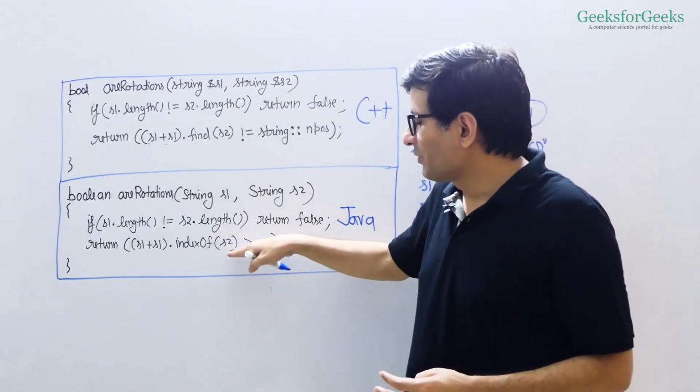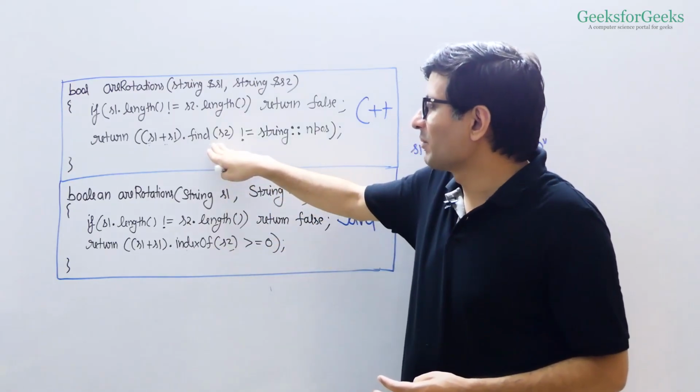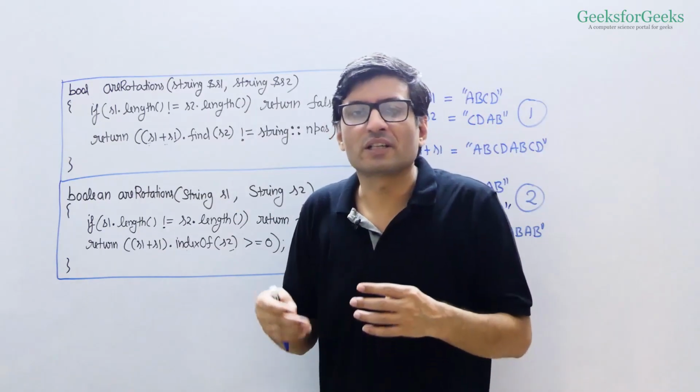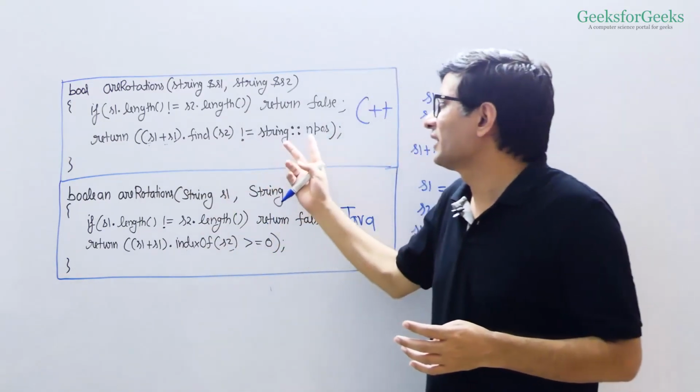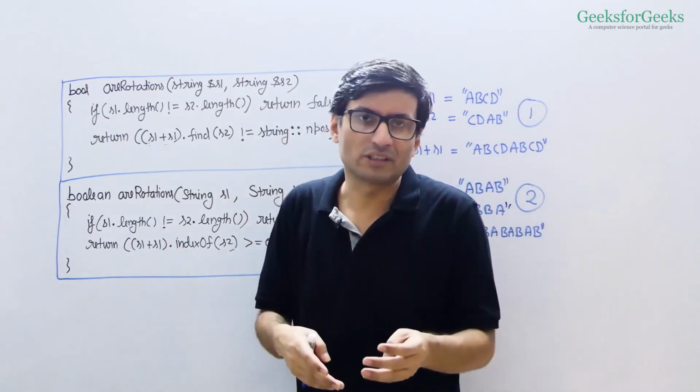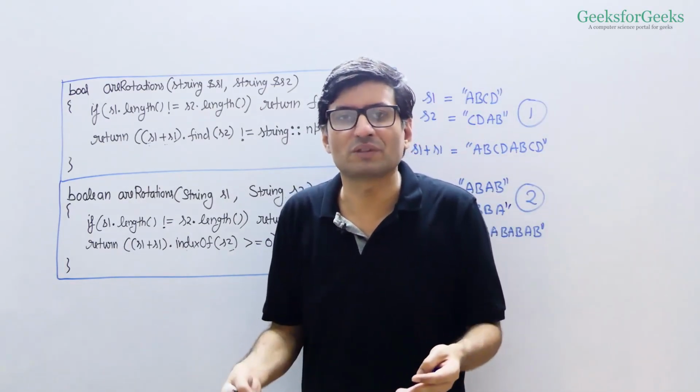So in Java, we simply call indexOf, in C++, we simply call the find function. And the find function returns a special constant, string::npos, if the string that you are searching is not present. Otherwise, it also returns the index of the first occurrence.